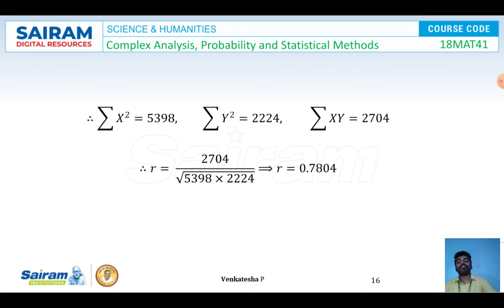So the value of r will be equal to 2704 divided by square root of 5398 into 3224. Simplifying this, we got the value of r is equal to 0.7804.